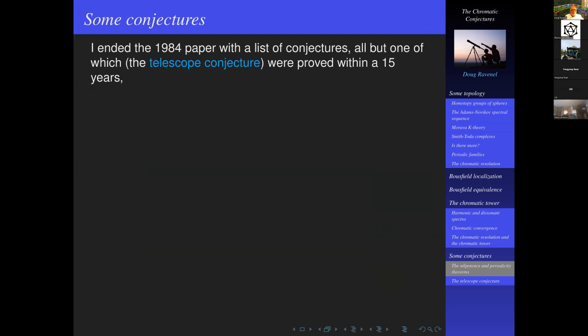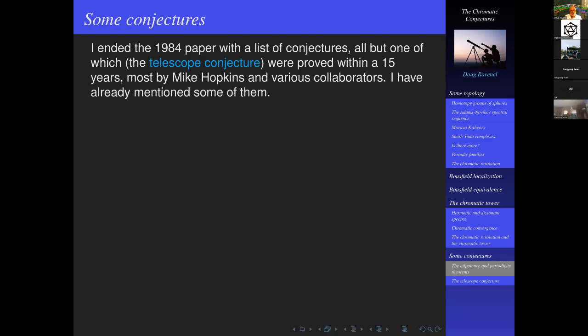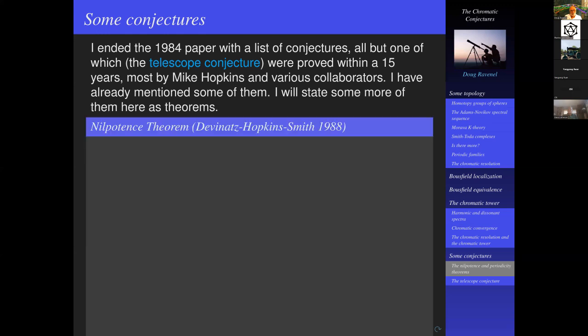So the 84 paper ended with a list of about 10 conjectures, and all but one of them was proved within the next 15 years. The one that wasn't proved was the telescope conjecture, which I'm going to discuss in a moment. They were all proved within 15 years, mostly by Mike Hopkins and various collaborators. Now, I've already mentioned some of them, and I'm going to state some more of them as theorems. So one is the nilpotence theorem.